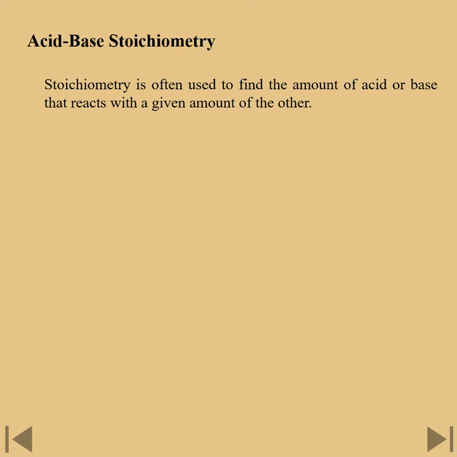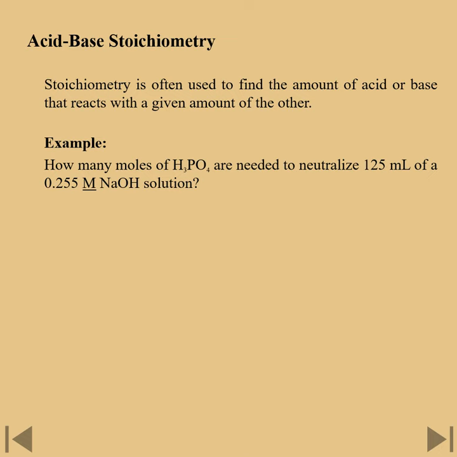Okay, onto acid-base stoichiometry and reverse stoichiometry, how one chemical relates to another when it comes to acids and bases. Well, pretty much like any other balanced equation, they relate through their coefficients. So let me illustrate this with an example. We're asked how many moles of phosphoric acid are needed to neutralize 125 milliliters of a 0.255 molar sodium hydroxide solution. Okay, we're given information on phosphoric acid and asked about sodium hydroxide.